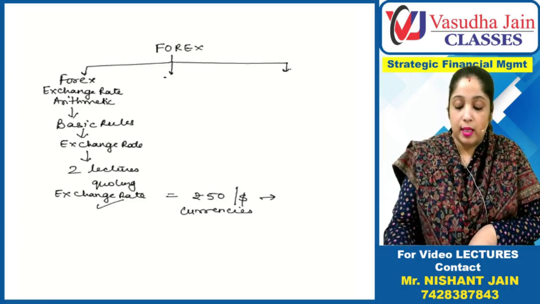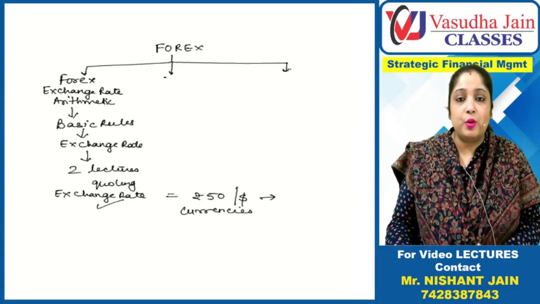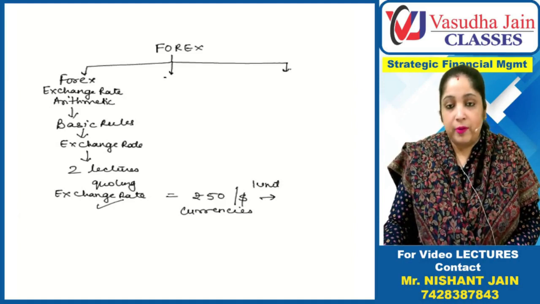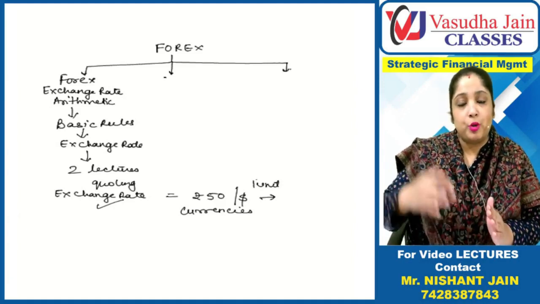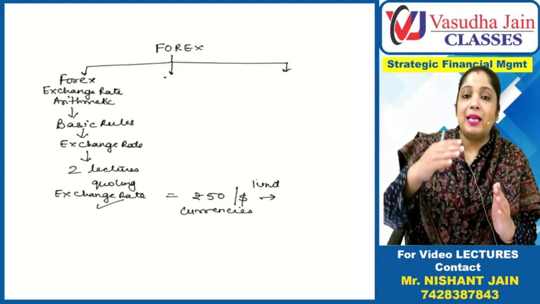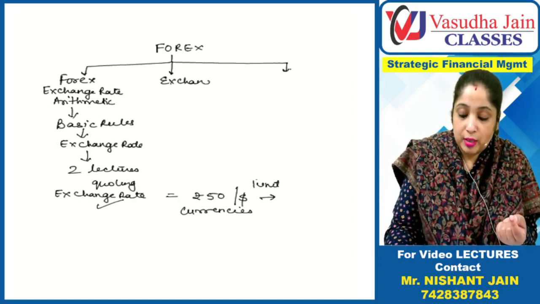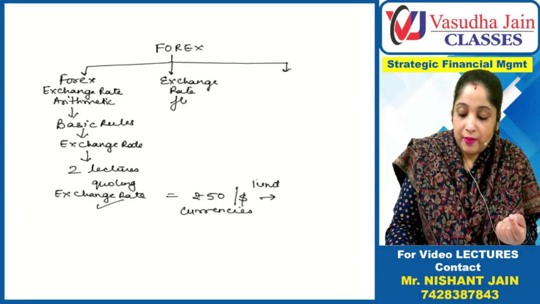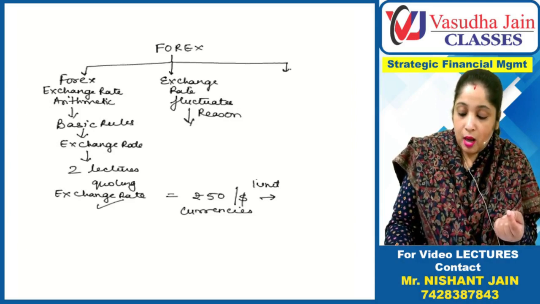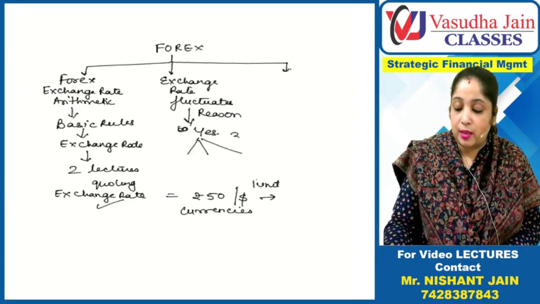Then the second thing we have to learn is, is this exchange rate permanent or does it keep on changing? It keeps on fluctuating. Will $1 cost 50 rupees forever, or does the $1 rate keep on changing? $1 rate keeps on changing. So why does the exchange rate keep on fluctuating? That is the second part. Exchange rate fluctuations. Is there any reason why exchange rate fluctuates? Answer is yes. Who has explained the reason? There are three theorems.